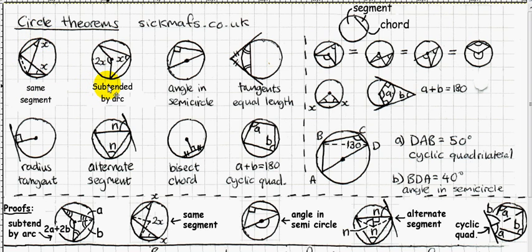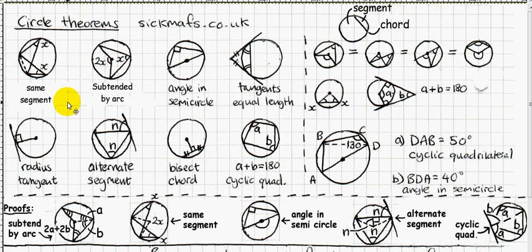Another one, angles subtended by the same arc, where one is at the circumference and one is at the center. The one at the center is double the one at the circumference. Okay, that's the rule. What does that mean?